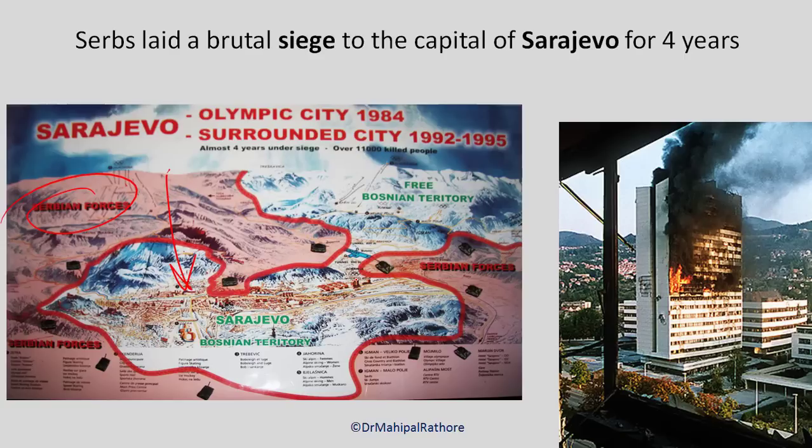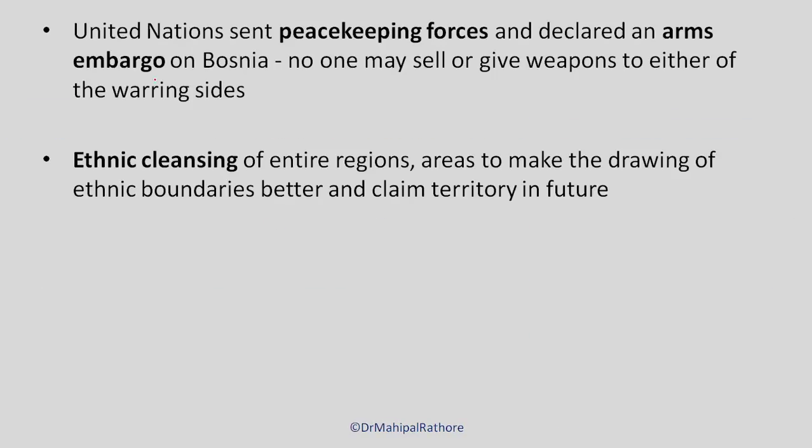More than 10,000 people died here, and you can see this is the government building of Sarajevo, the capital government building, that is burning due to the artillery shelling. And this siege was not successful. Ultimately, the Bosniaks were successful in holding off the Serbians, because they had this airport and a small area from where supply came in. Okay, this is the Free Bosnian Territory, so the supplies came in from here.